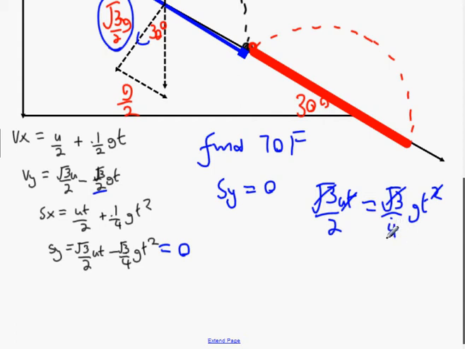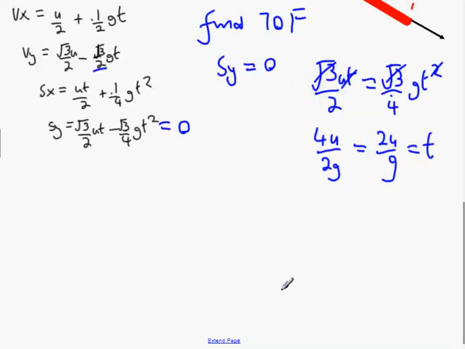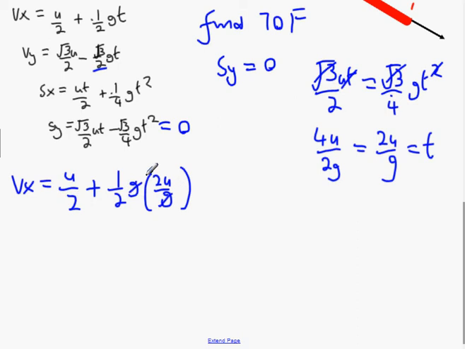So then we bring that up, and it's going to be 4u over 2g, which is going to be 2u over g. The time of flight is 2u over g. Okay. Now that we have that, we have to find our phi x and phi y. Phi x is going to be u over 2 plus a half gt, which is going to be half g into 2u over g. The g's will cancel, and what we're going to be left with is u over 2. A half 2u is u, which gives me 3u over 2.